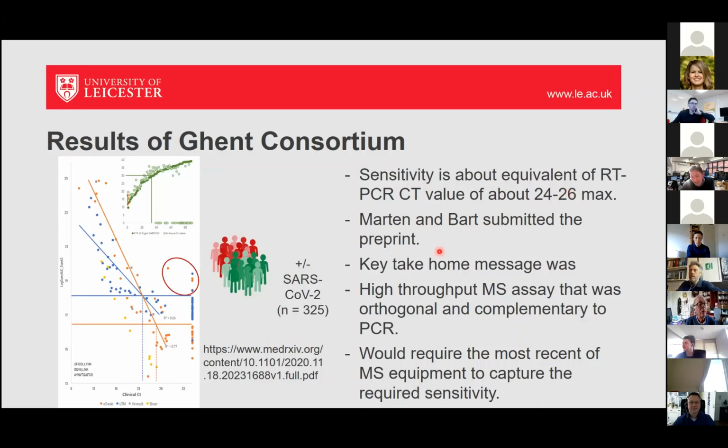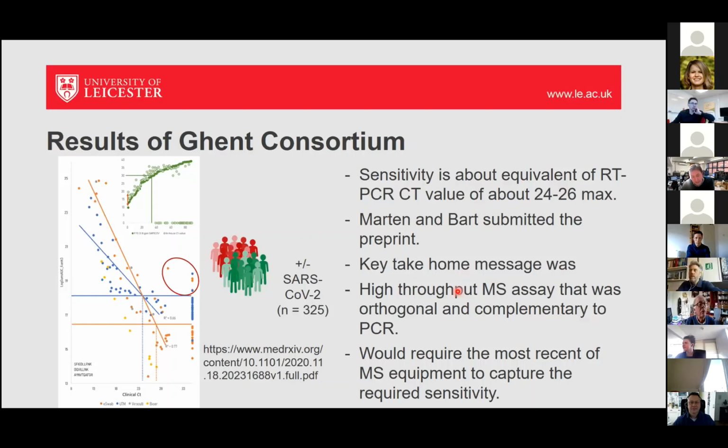I think the key take-home message of this paper, which is a phenomenal paper in terms of data generated within it, is that you can generate a high throughput MS assay that is orthogonal and complementary to PCR. I think another conclusion is that you're going to need probably the most contemporaneous of the MS equipment, so you capture that required sensitivity.